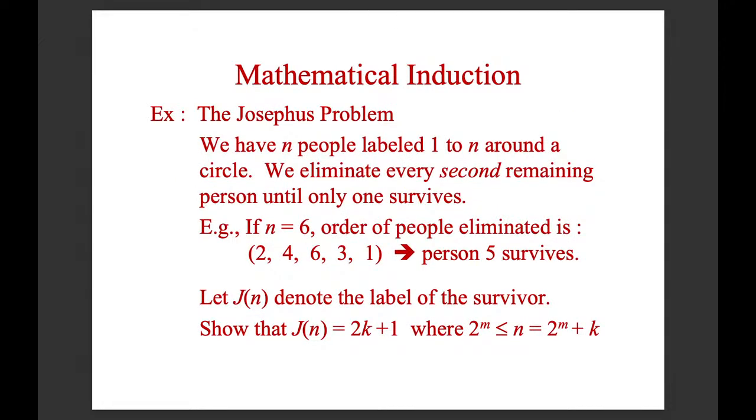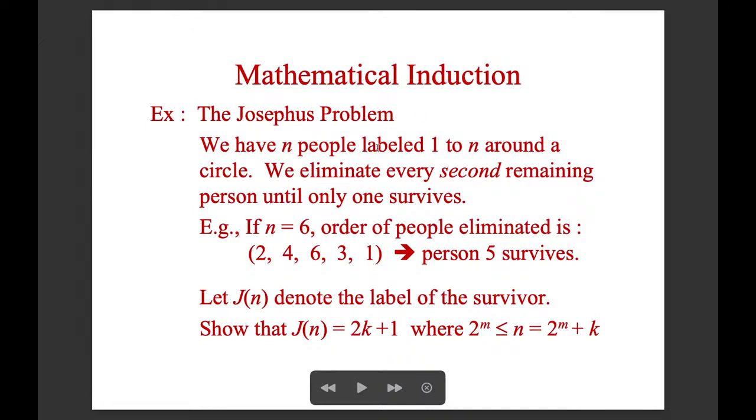Okay, we have two examples here. The first one is called the Josephus problem. In this problem, we assume that there are n people standing around a circle. The people are labeled 1, 2, 3 up to n. Now what we are going to do is eliminate every second remaining person until only one survives. Suppose we have 6 people to begin with, so the people are 1, 2, 3, 4, 5, 6 around the circle.